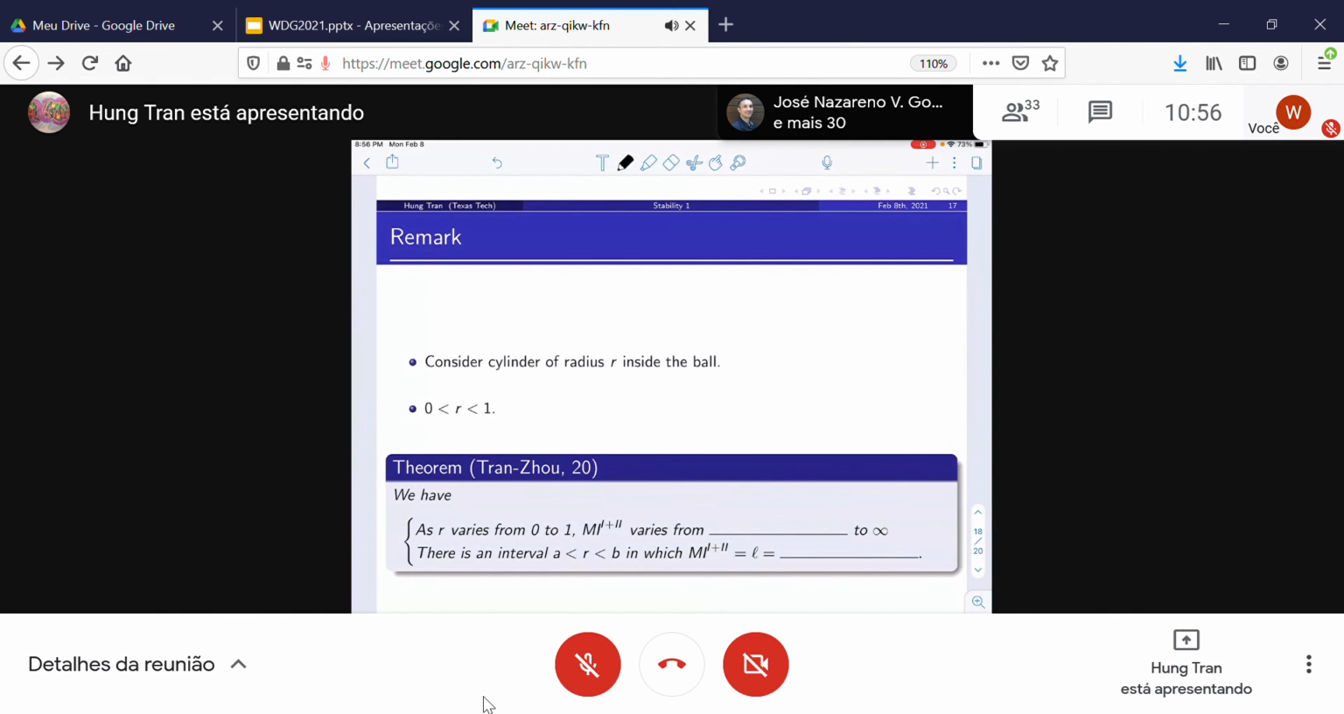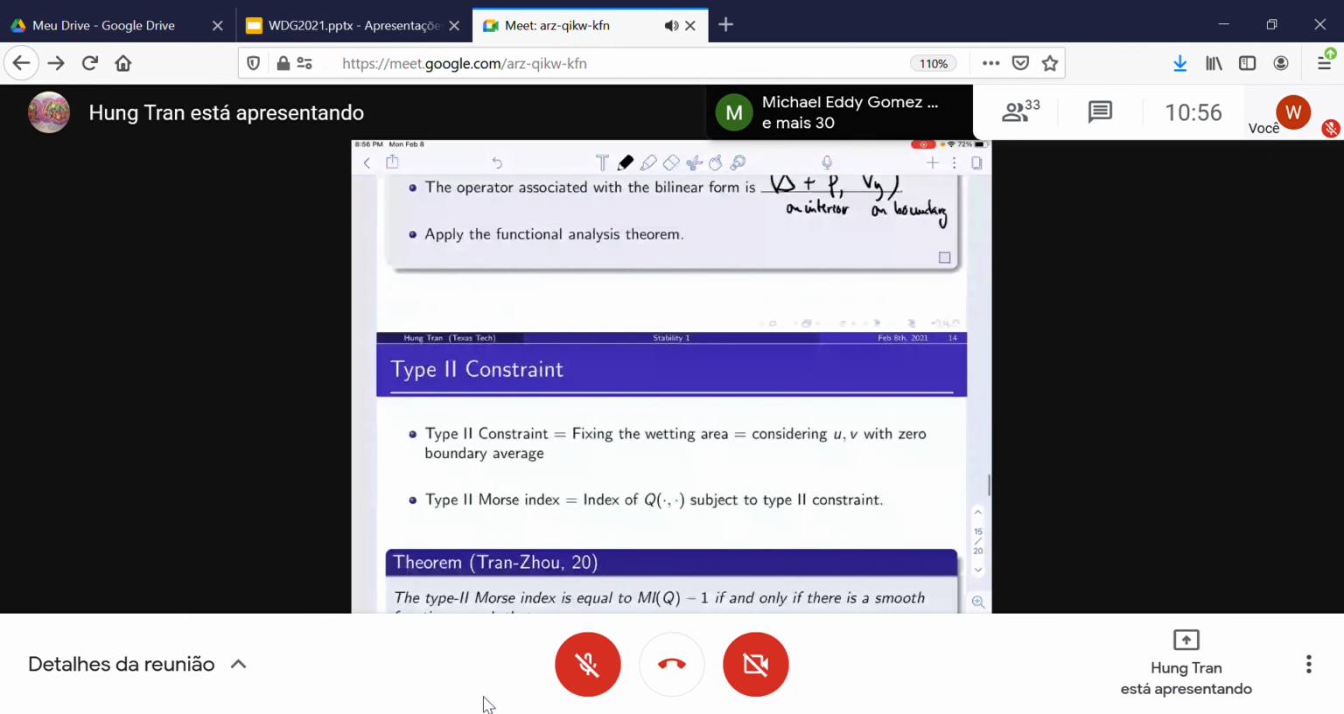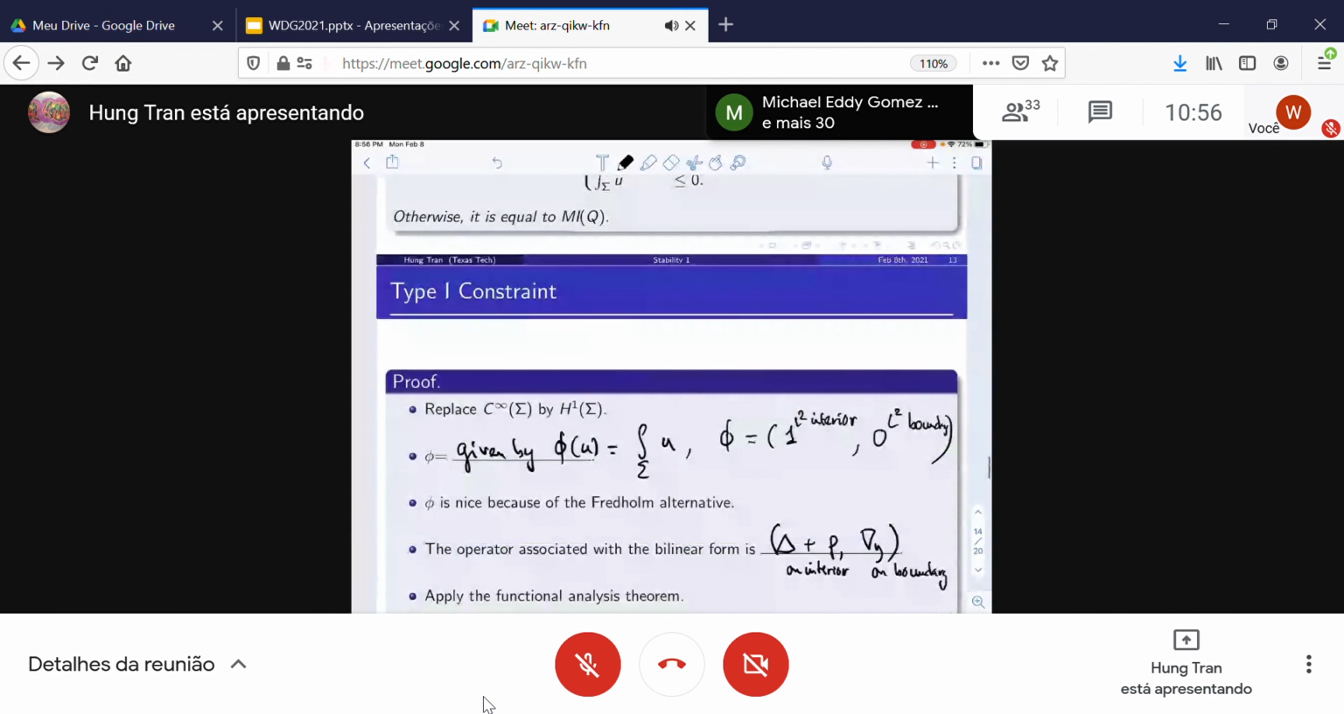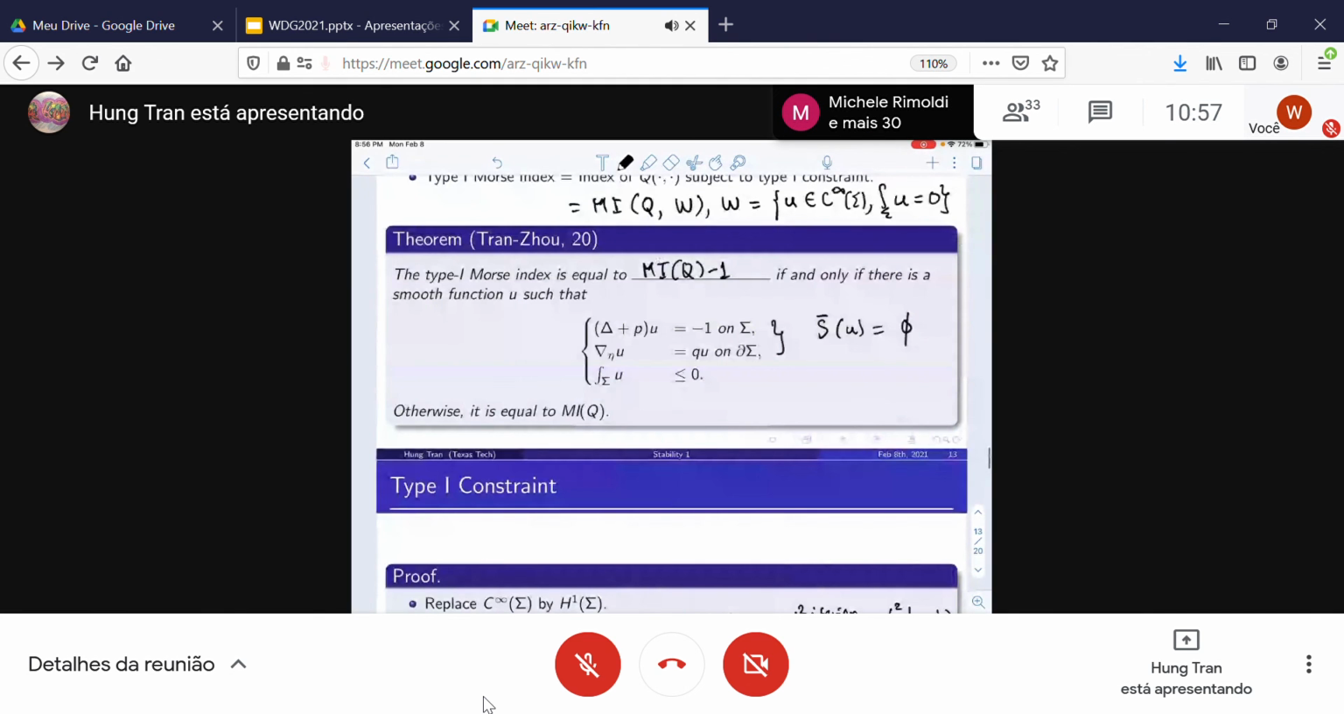Right, but in this example, you're looking for a free boundary minimal surface whose CMC index is the same as the minimal surface index. Well, no, I'm not talking about the minimal surface. Here, I'm just talking about the index for CMC. The cylinder here is CMC. Right, but it doesn't have to be free boundary. No, here we consider capillary surfaces, so the contact angle here could be any angle, so it doesn't have to be free boundary.